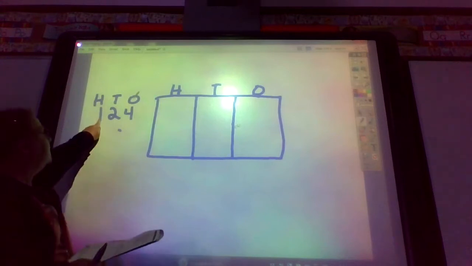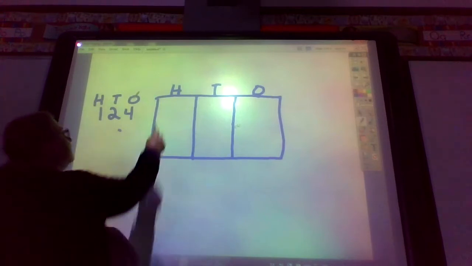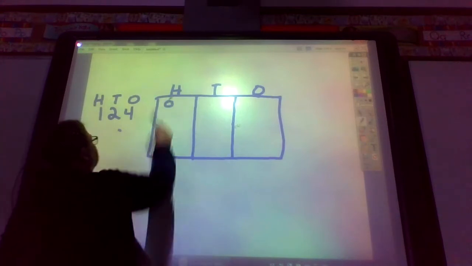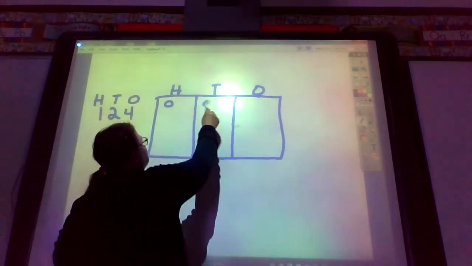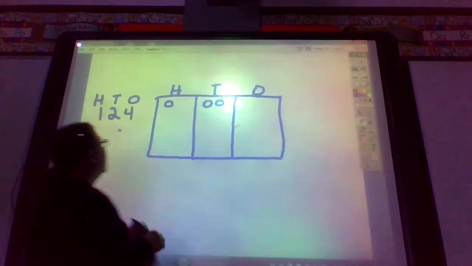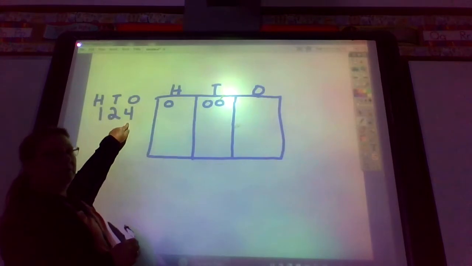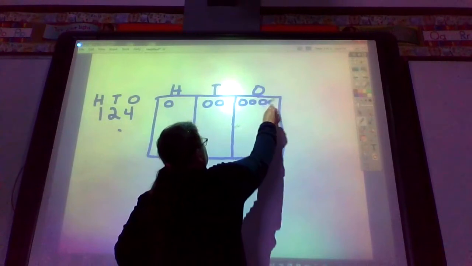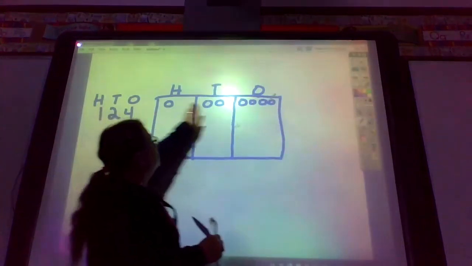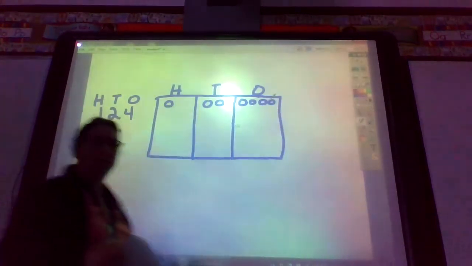Well, the next number says 124. I have, let's label it, hundreds, tens, and ones. In your place value chart, let's write this number. How many hundreds do I have? I have 100. How many tens do I have? I have 2 tens. How many ones do I have? 4. 4 ones. 124. That's my number.